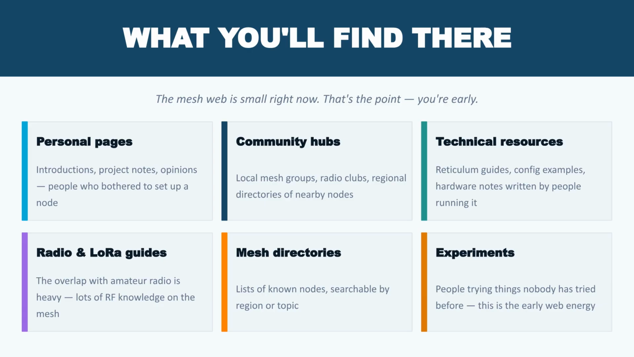What can you find on NomadNet? You will find personal pages, community hubs, and technical resources. There are also many radio and LoRa guides, mesh directories, and interesting experiments, reflecting the early web energy.